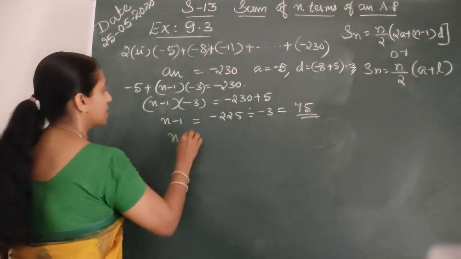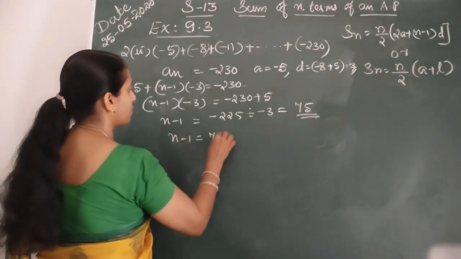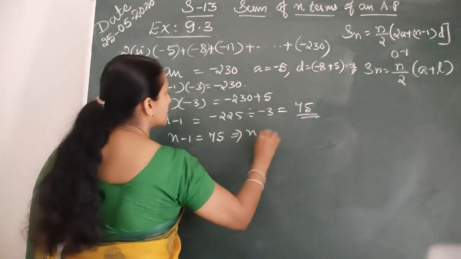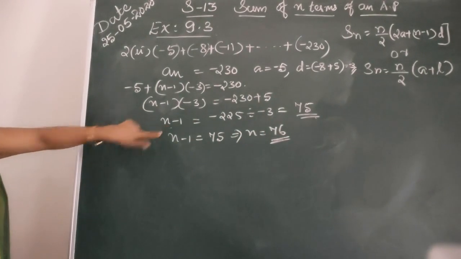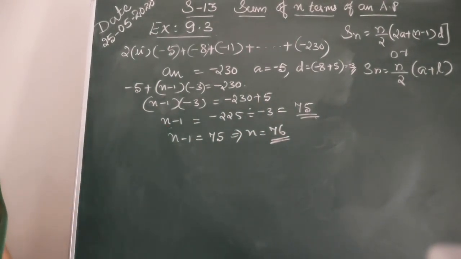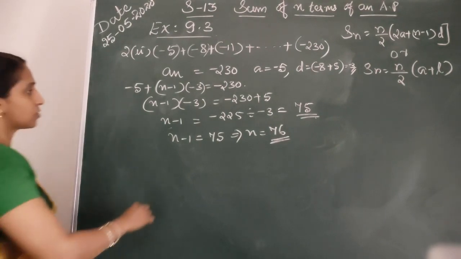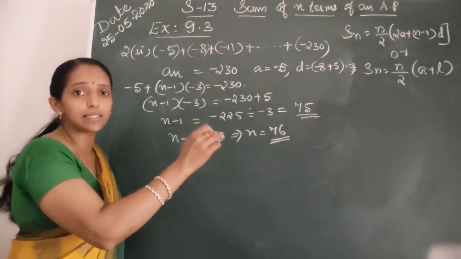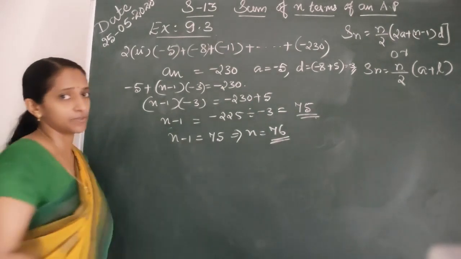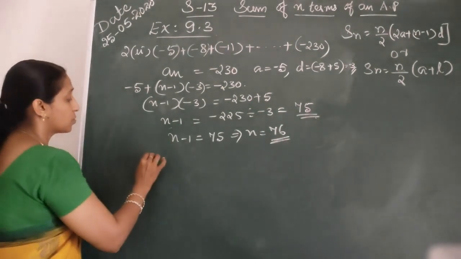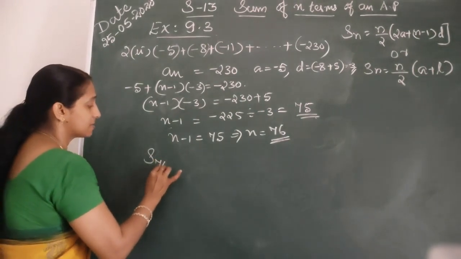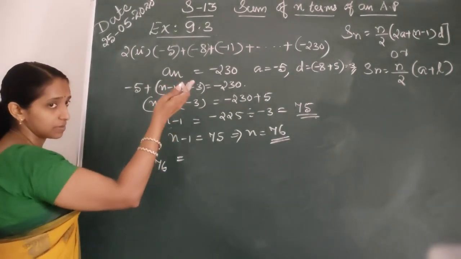n minus 1 is equal to 75, implies n will be 76. Here n minus 1 we have calculated. So n we are getting as 76. So any of the formula you apply and calculate the sum. That means we need the sum of 76 terms. Sum of 76 terms.